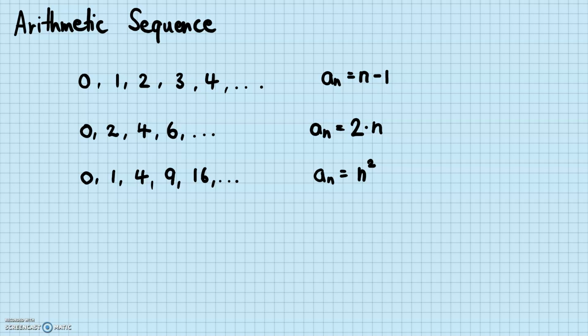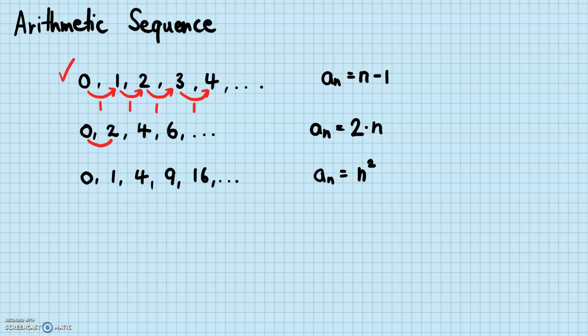Okay, so by arithmetic sequence, we mean that the next term and the previous term have a common difference. So for example, let's look at the first sequence here. The difference from 0 to 1 is 1. Here the difference is 1. Here the difference is 1. Here the difference is 1. So they all have the same difference. So this is an arithmetic sequence.